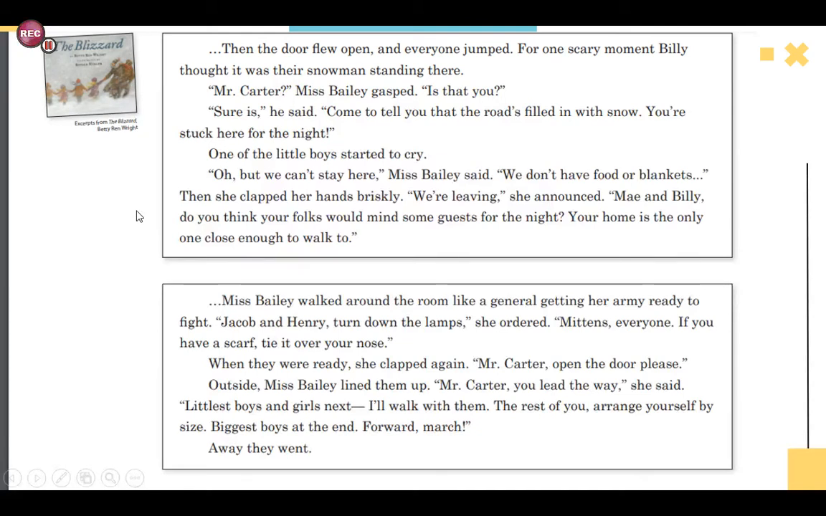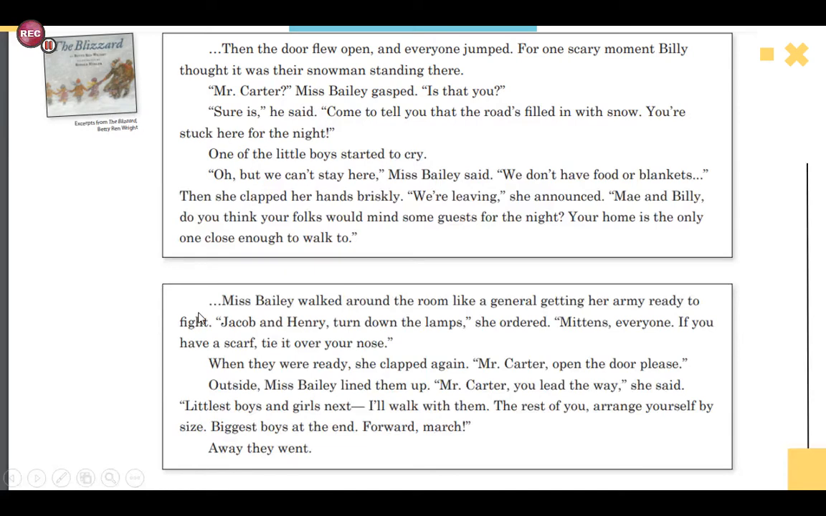Then the door flew open and everyone jumped. For one scary moment, Billy thought it was their snowman standing there. "Mr. Carter?" Miss Bailey gasped. "Is that you?" "Sure is," he said. "Come to tell you that the road's filled in with snow. You're stuck here for the night." One of the little boys started to cry. "Oh, but we can't stay here," Miss Bailey said. "We don't have food or blankets." Then she clapped her hands briskly. "We're leaving," she announced. "May and Billy, do you think your folks would mind some guests for the night? Your home is the only one close enough to walk."